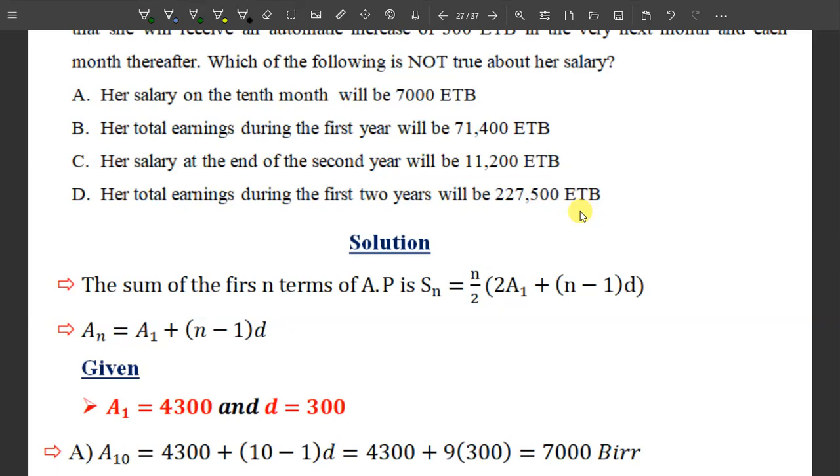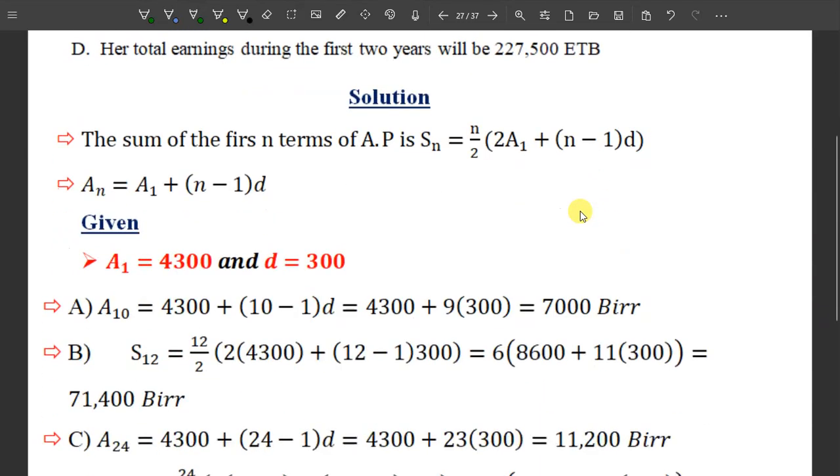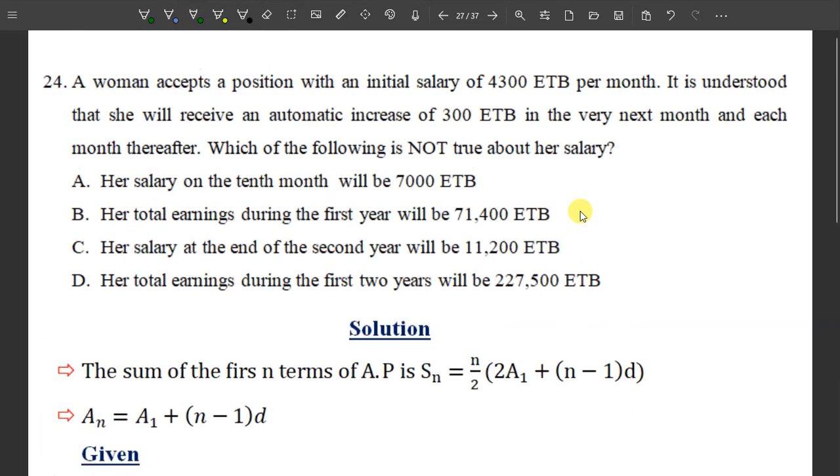And C, it says her salary at the end of the second year will be 11,200 Ethiopian birr. That is what it says. Now we apply the nth term in this case. We apply the nth term.